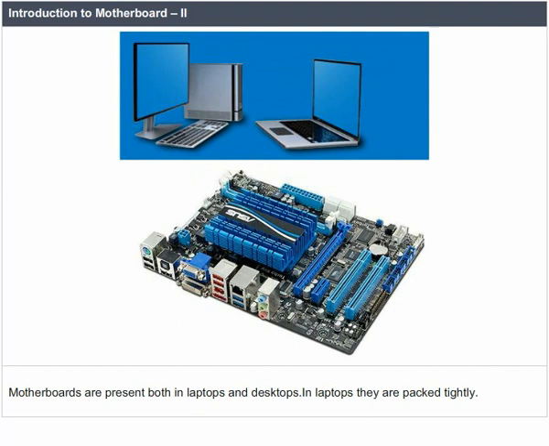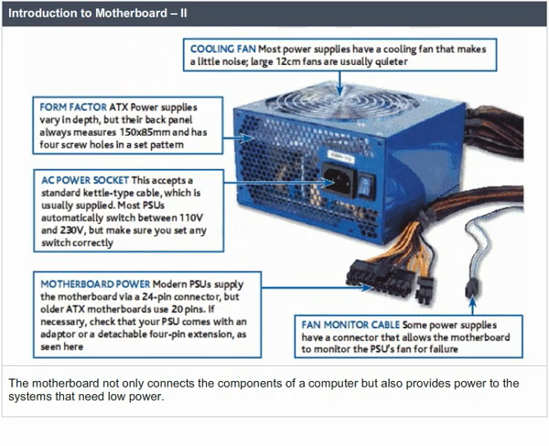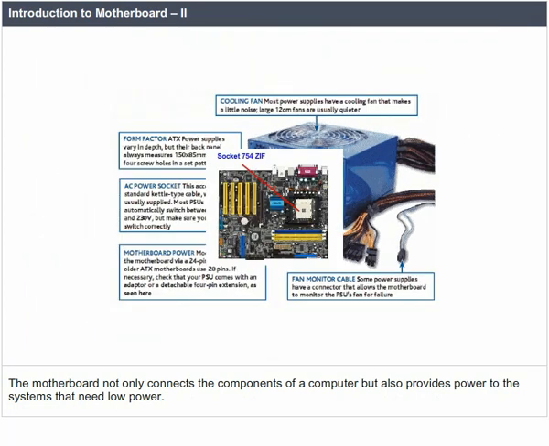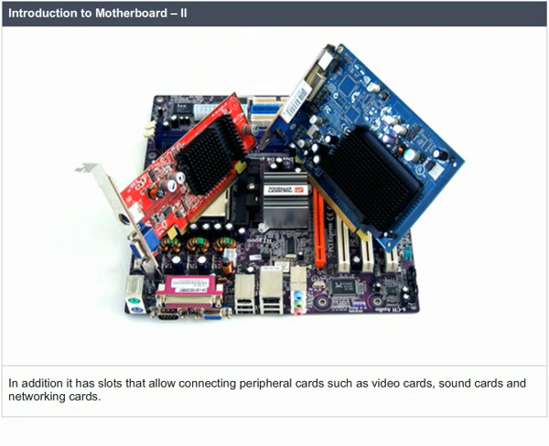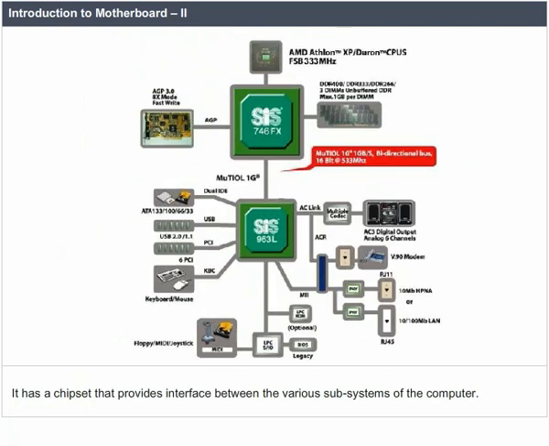The motherboard not only connects the components of a computer, but also provides power to the systems that need low power. The motherboard contains a socket in which one or more processors are attached. In addition, it has slots that allow connecting peripheral cards such as video cards, sound cards, and networking cards. It has a chipset that provides an interface between the various subsystems of a computer.